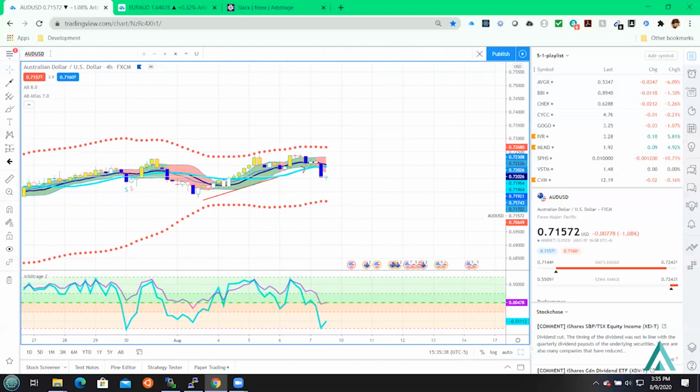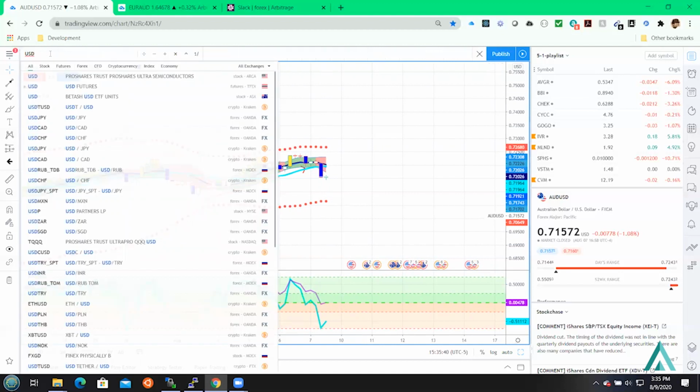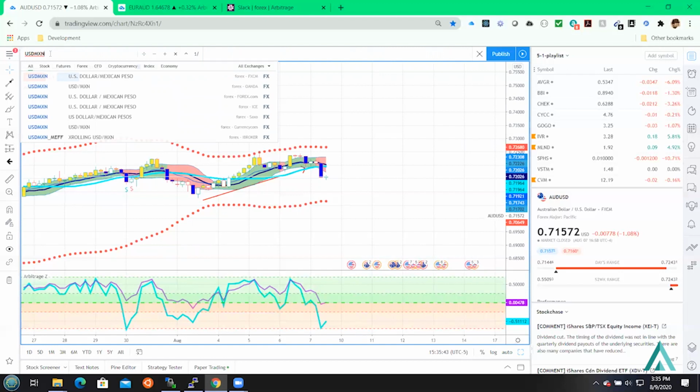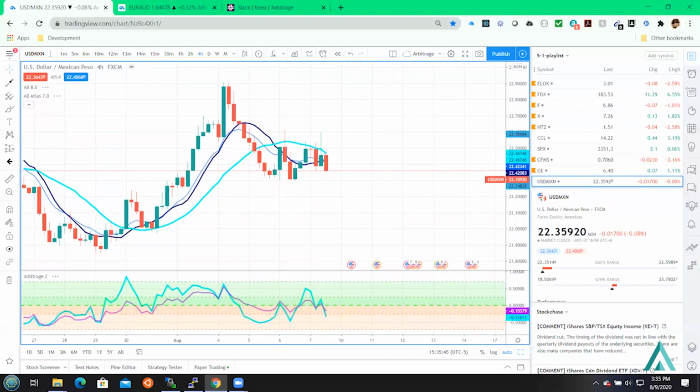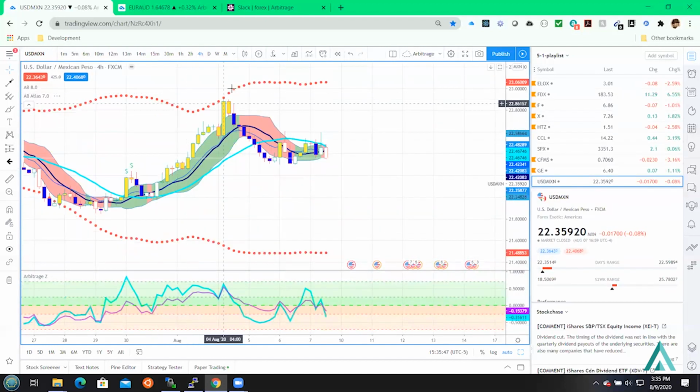All right. Let's go look at USD MXN. Basically, I'm touching all the ones that touch the US dollar just to see where we are, because if the dollar is going up, all these other guys should be going down unless he's up front.